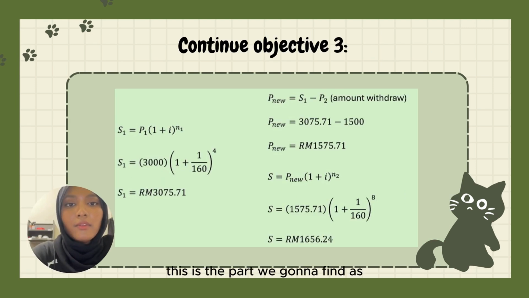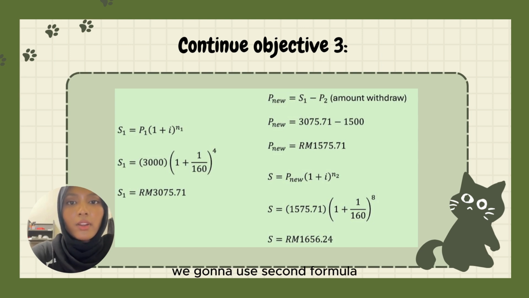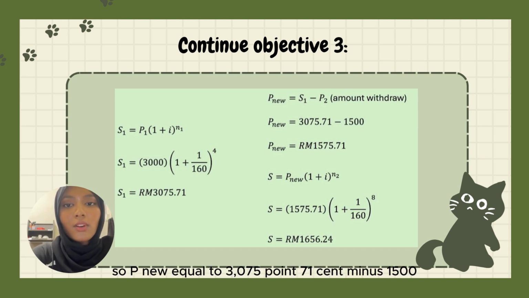This is the part where we are going to find S, which is the accumulated amount. The formula that we are going to use is S1 equal to P1 in brackets 1 plus I close bracket to the power of N1. S1 equal to open bracket 3,000 close bracket open bracket 1 plus 1 over 160 close bracket to the power of 4. After we get the amount of S1, we use the second formula, which is P new equal to S1 minus P2. P2 is the amount that we withdraw. So, P new equal to 3,075.71 minus 1,500.